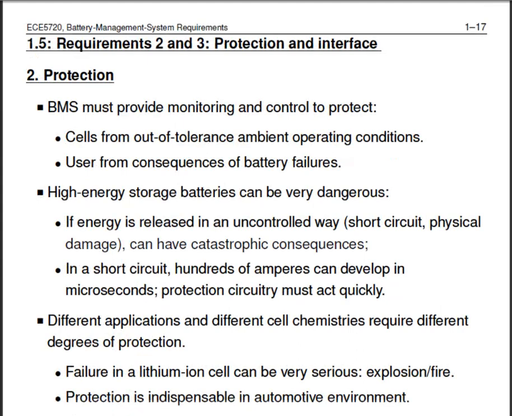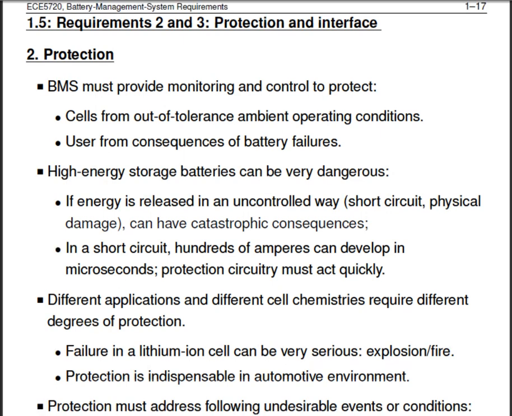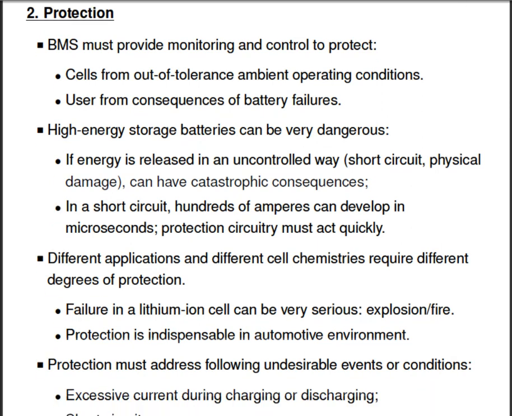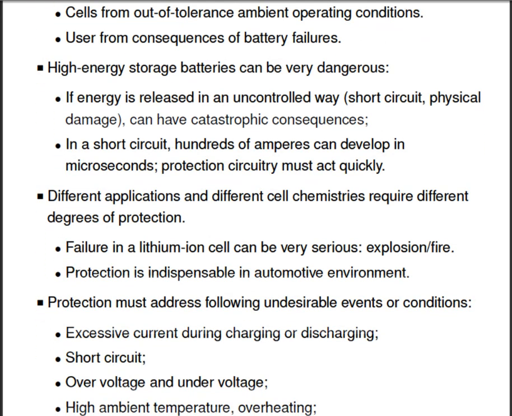Under protection, the BMS must provide monitoring and control to protect cells from out of tolerance ambient operating conditions. So these first two lines are very important. What can be the most adverse conditions on the BMS? First is out of tolerance ambient operating conditions. Second is protecting users from the consequences of battery failures. One is the battery going to the verge of failure. The second is what the users will do when the battery has already failed. High energy storage batteries can be very dangerous. Yes, we can increase the energy storage of the battery pack, but whenever you increase it, the pack can itself act as a bomb in the case of a vehicle.